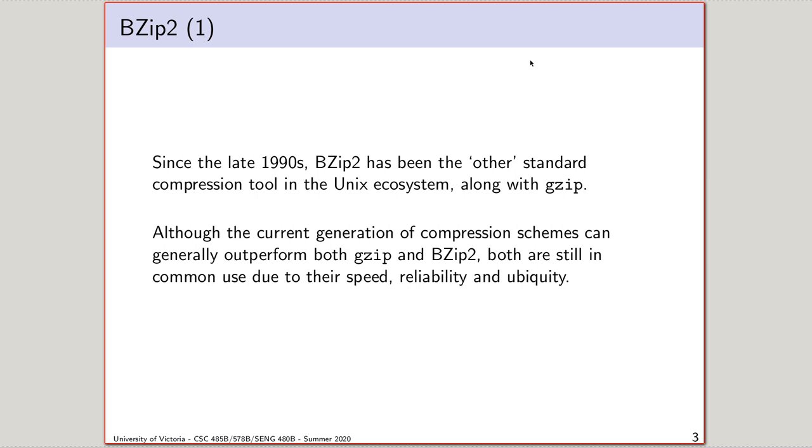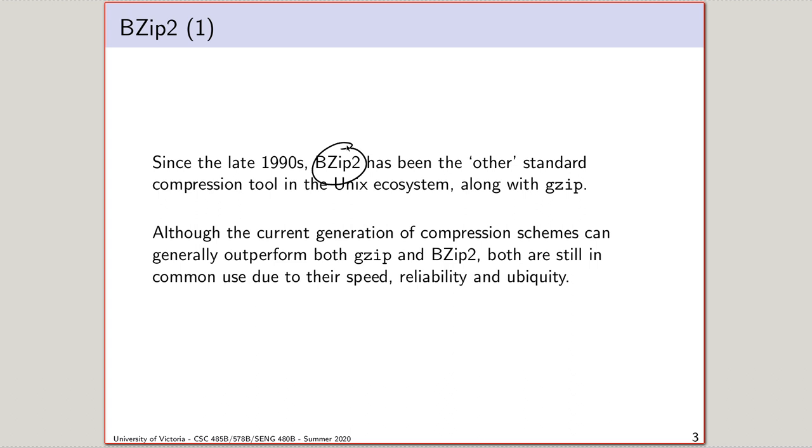So BZip showed up in the mid-90s, and I keep saying BZip. It's actually formally called BZip2. And as far as I can tell, the difference between BZip2 and BZip1, so there was a BZip1 that never caught on, and the issue apparently was patent-related. The original BZip used arithmetic coding as its entropy coding stage instead of Huffman coding. And there were at the time patents that arithmetic coding was tangled up in, so people didn't want to adopt something that used arithmetic coding.